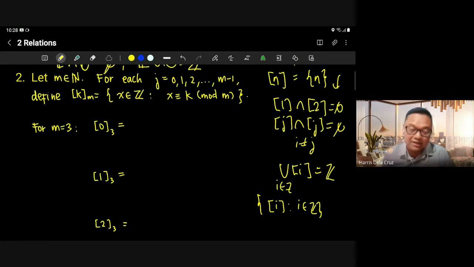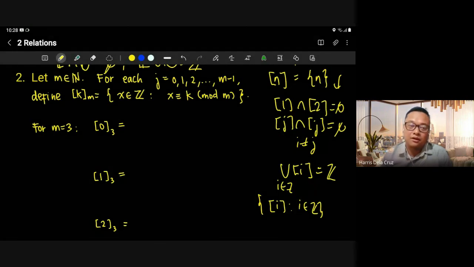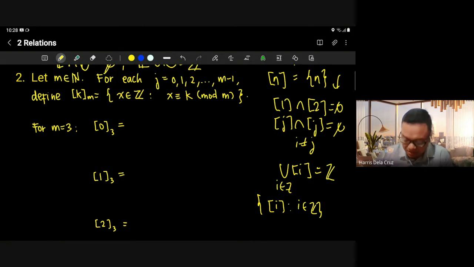Let's try a particular value. Say m equals 3. So when m equals 3, we have 0, 1, and 3 minus 1, which is 2. So 0, 1, and 2 for our k. Let's say k equals 0. What is the bracket 0 sub 3? If we write the definition, that's all integers x such that x is congruent to 0 mod 3.